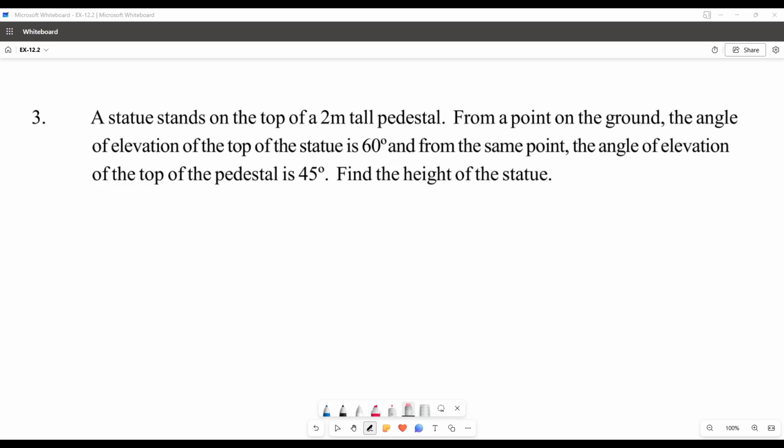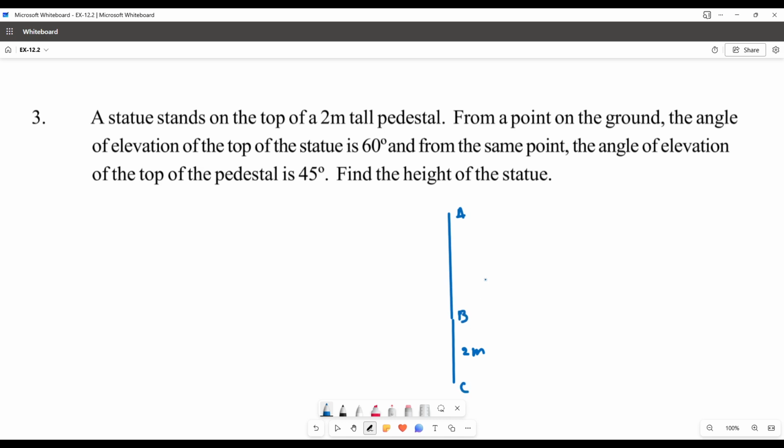Today we have the third question of exercise 12.2. So it says, let's read it. A statue stands on the top of a 2 meter tall pedestal. So let this be the pedestal. It's 2 meters long. Next, from a point on the ground, and let this be the statue which is on the pedestal. Okay, so let this be some A, B, and C.